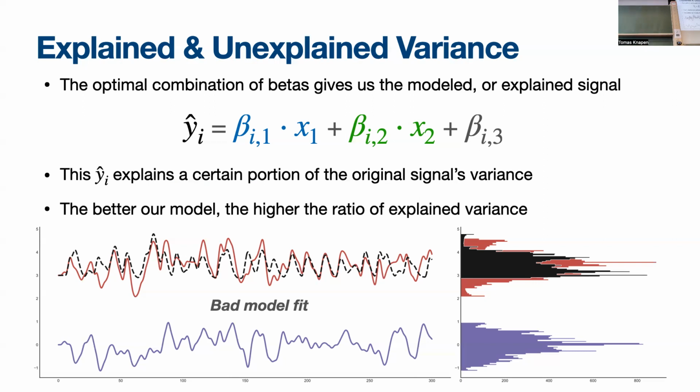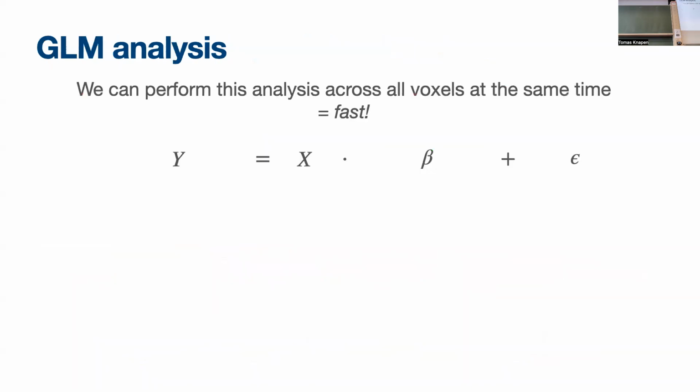Awesome. Now, of course, we do this not just for single voxels. That would take a lot of time, because in a given measurement we have 100, 150,000, 300,000 voxels, and iterating this over all voxels would take a lot of time. But it turns out that computer people are really smart about this. We can actually perform this analysis in parallel.